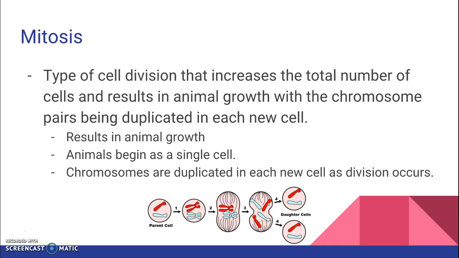And then as that single-celled organism divides via mitosis, that's how the animal begins to grow and develop in the womb. So chromosomes are duplicated in each new cell as division occurs. Then those cells split and you end up with two different cells as opposed to one single cell.